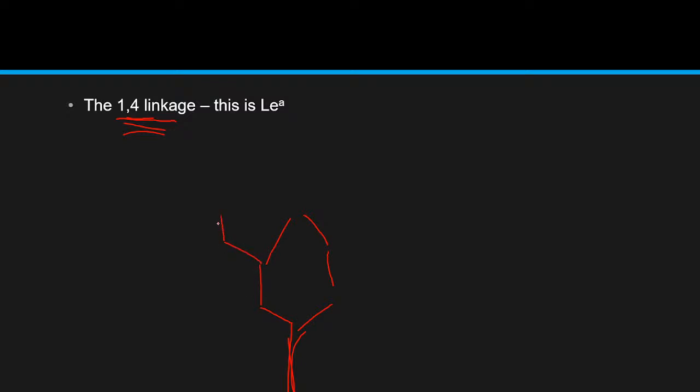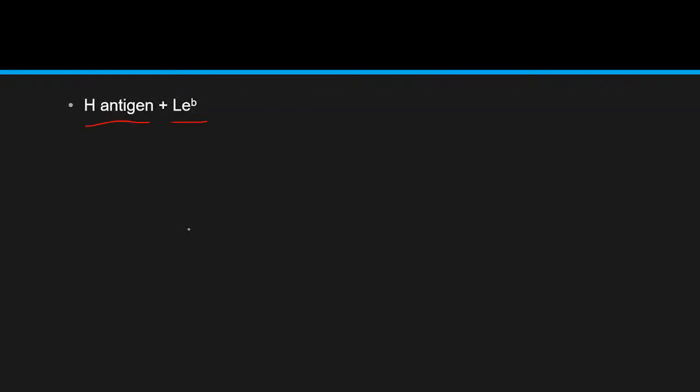We have a galactose here. For FUT3, it will attach it here. One, two, three, four. That will be another fucose molecule here. So LEA. Okay? Now, if a person has FUT3 and FUT and SE, what is the end product? H antigen plus LEB. What's LEB, sir? Bakit naman may LEB?